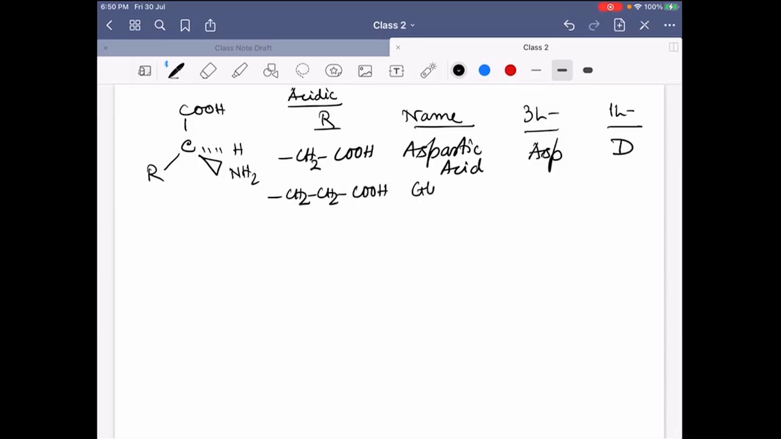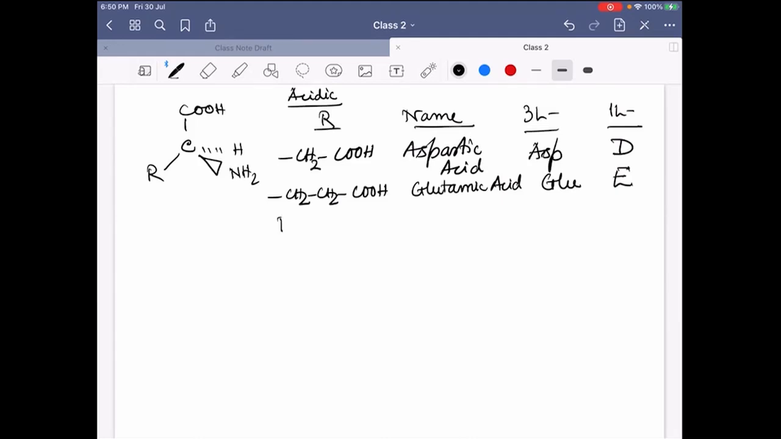This is known as glutamic acid, or glutamate in its deprotonated form. Three letter GLU, one letter code E. So these are the two different acidic groups you can have.